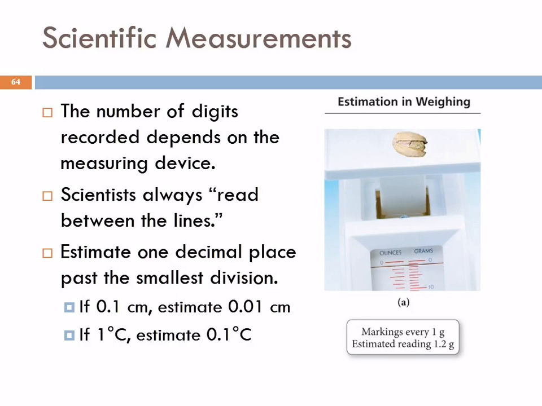Yes? So do you want us to put our guess plus, like that one says 1 and then 1.2? So do you want us to have 2 answers? No, I just want the 1.2. This is saying that the markings are every 1 gram, and so we record the reading as 1.2 because the divisions are 1 gram. We estimate the tenths.